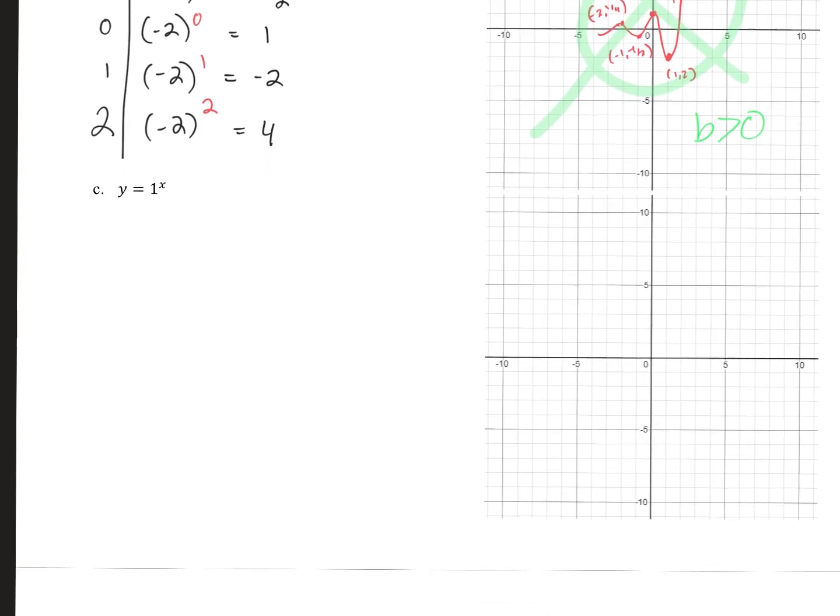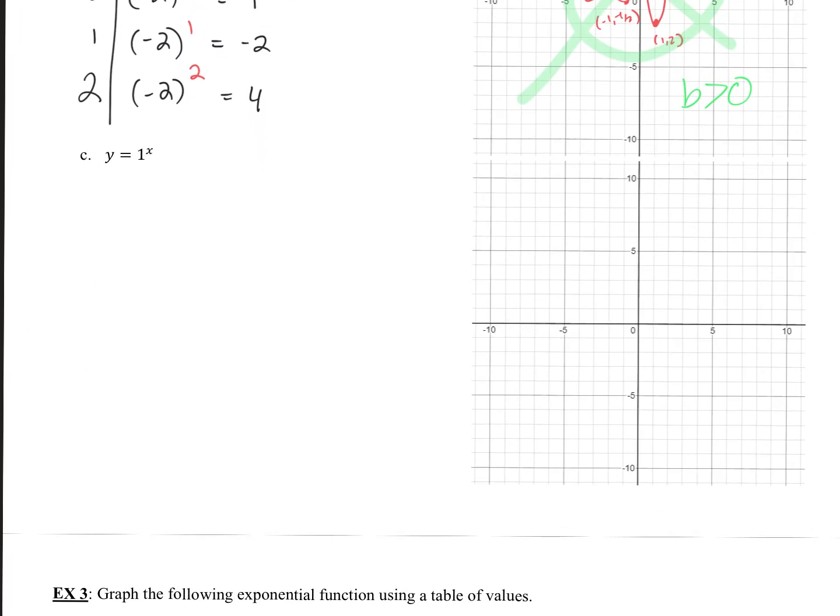Now let's take a look at 1. Why would they say that b can't equal 1? Let's go ahead and use the table of values. Once again, I'll use the ones that I used normally. And then this is going to be 1 raised to all of these powers.